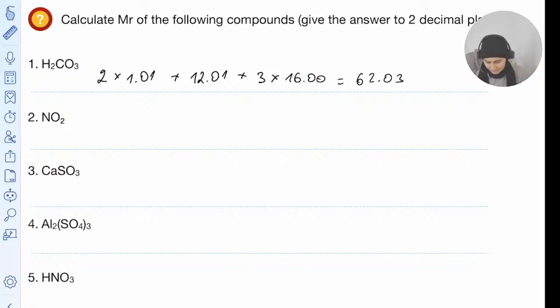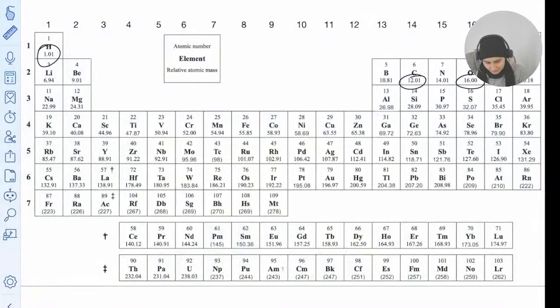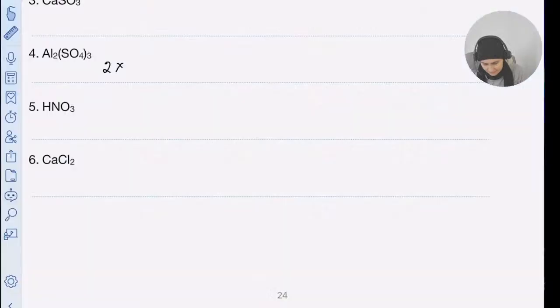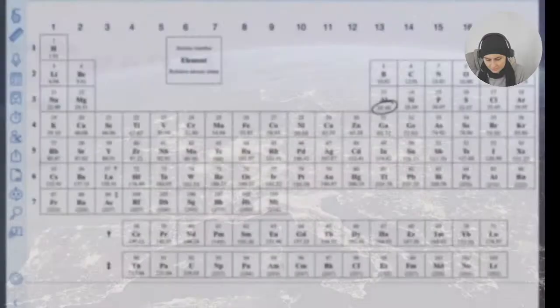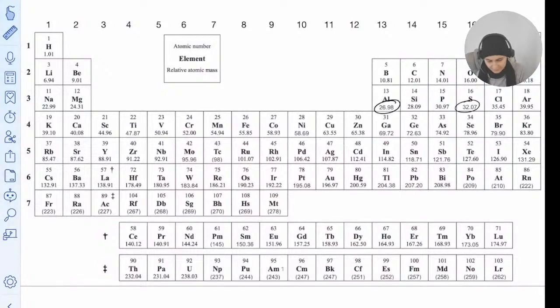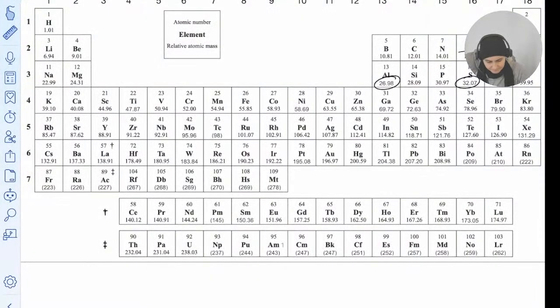And then let's take something like Al2(SO4)3. Okay, let's do that. So I have 2 aluminium, so 2 times aluminium is here, 26.98, plus 3 sulfurs, yeah, because this 3 refers to both sulfur and oxygen. 3 times sulfur, 32.07, and plus 3 times 4, it's 12 oxygens, 16.